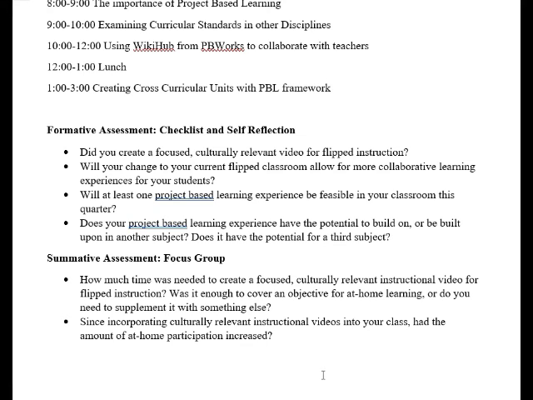So the focus area would talk about how much time was needed in order for you to create instructional videos to enhance that flipped classroom. Was it enough time to cover an objective for at-home learning, or do you need to supplement it with something else? Is text important? Are interactive worksheets important for a flipped classroom?